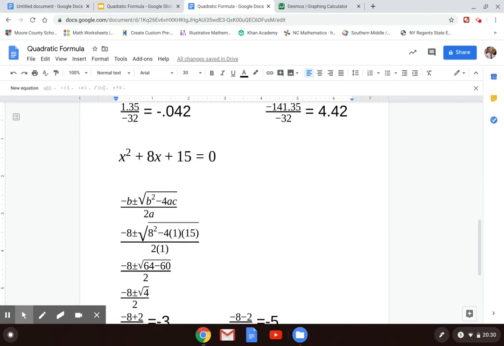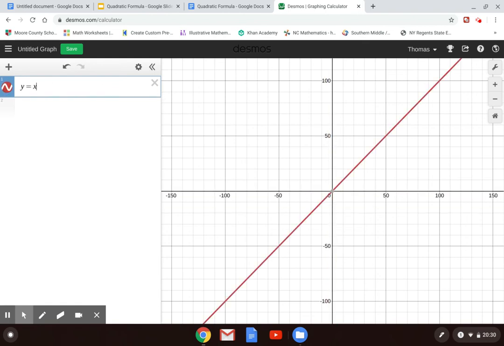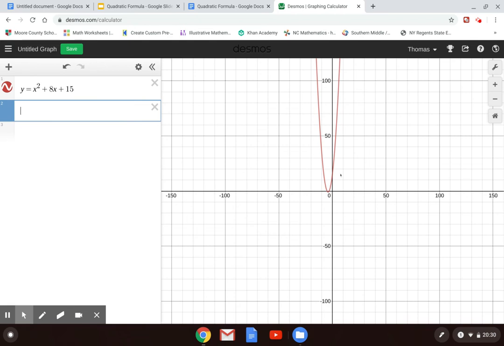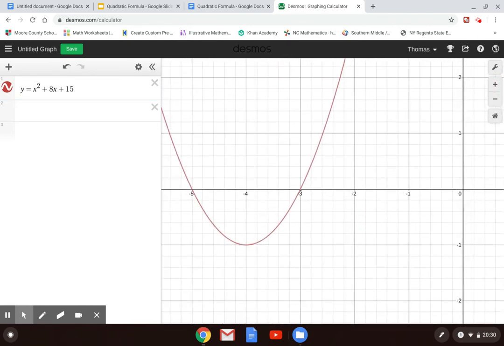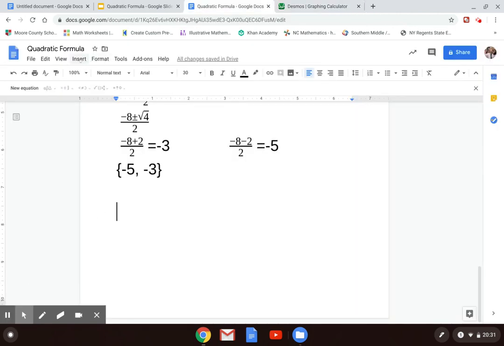And if I wanted to go to Desmos and graph this, I would see that y equals x squared plus 8x plus 15. Enter. And so my answers then are going to be negative 5 and negative 3. So let me zoom in a little bit. Okay. If I zoom in, I can see right here, there's my answers, negative 5 and negative 3. And this here is going to be a minimum.